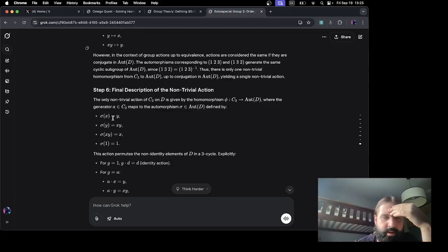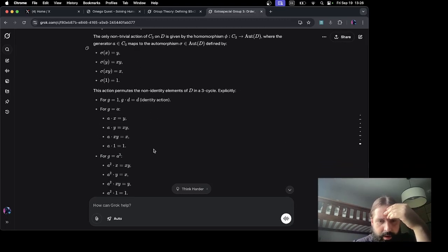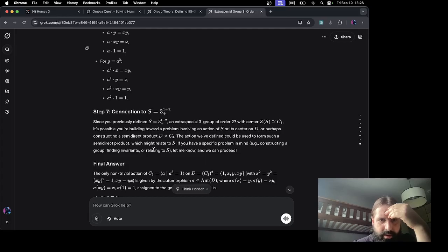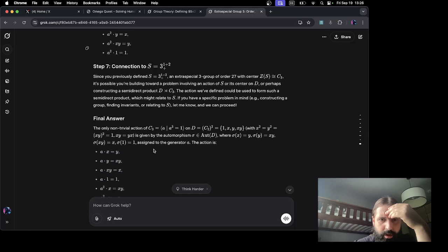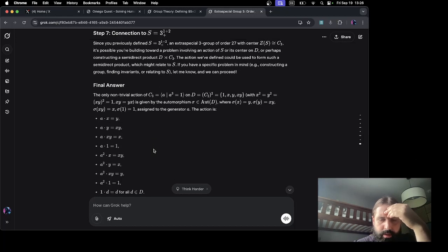X maps to Y, Y maps to XY, XY maps to X, and 1 maps to 1. Exactly, so it's like a permutation. It permutes the non-identity elements, and I think that is correct. Step 7, connection to S. Final answer: the only non-trivial action of C3.